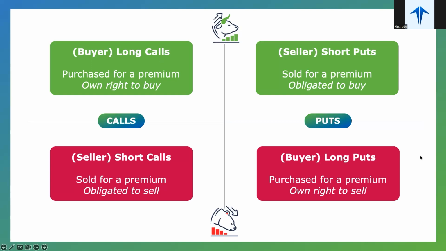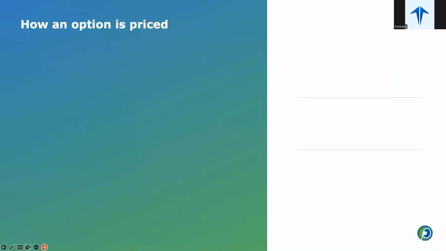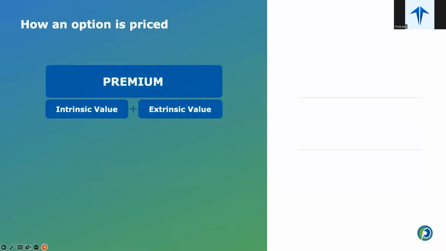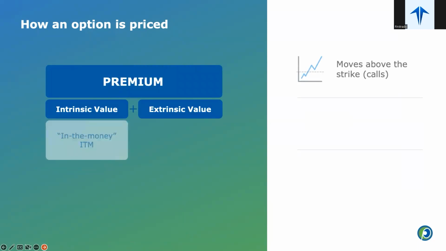And if you want to understand how it works from the other perspective, then this chart is very useful. So let's go back into how an option is priced. A premium is comprised of intrinsic value and extrinsic value, two components. Within those two components, we break them down into three.